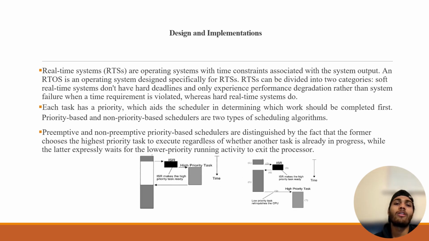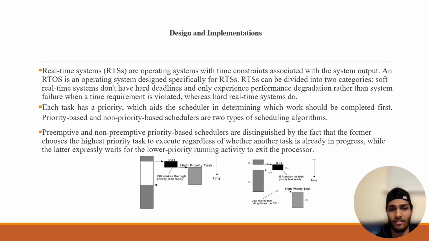Real-time systems are systems with time constraints associated with the system output. An RTOS is an operating system designed specifically for RTS. RTS can be divided into two categories. Soft real-time systems don't have hard deadlines and only experience performance degradation rather than system failure when a system requirement is violated, whereas hard real-time systems do.